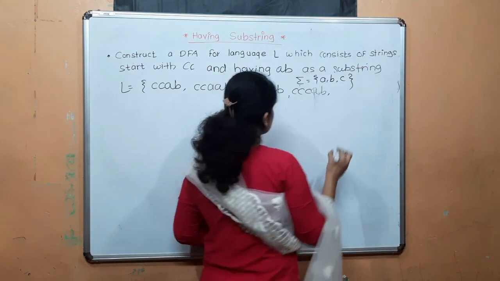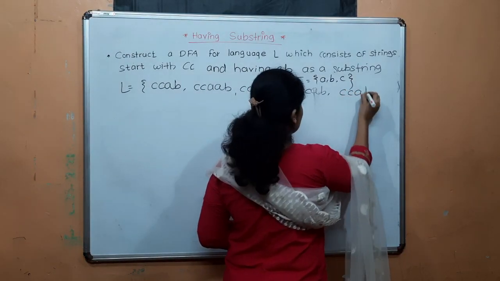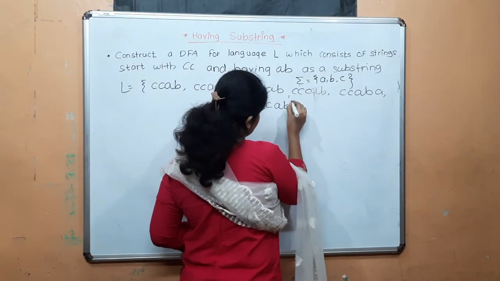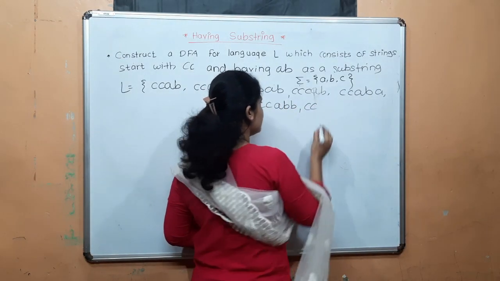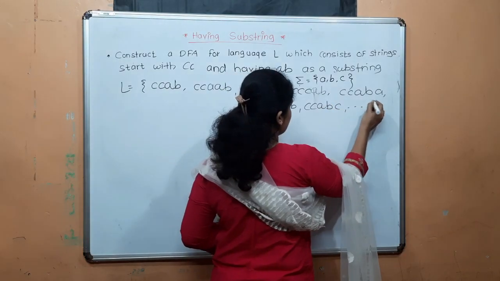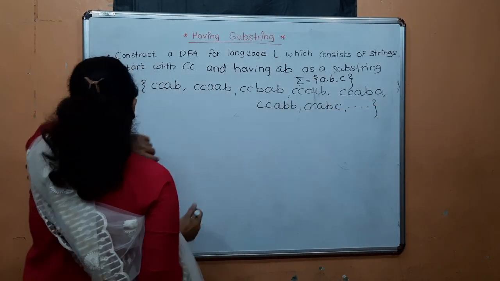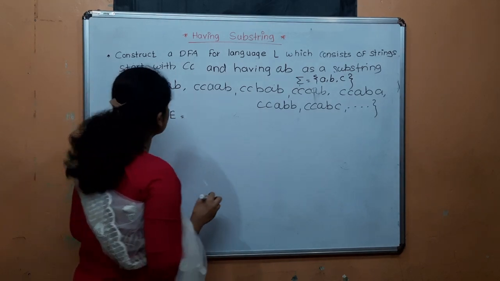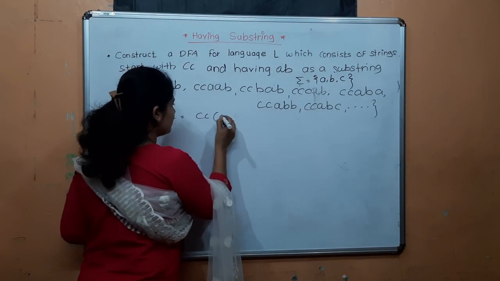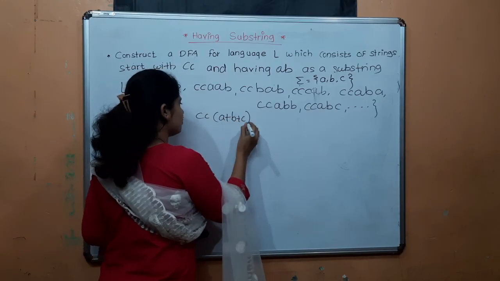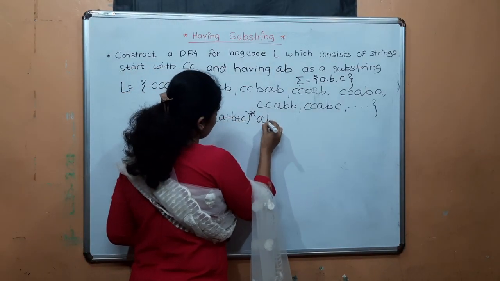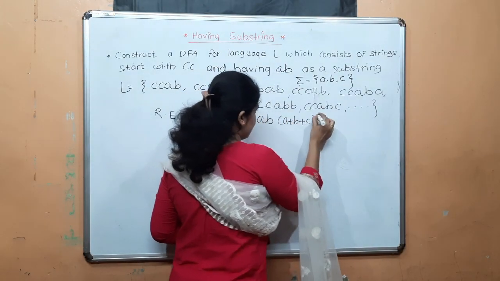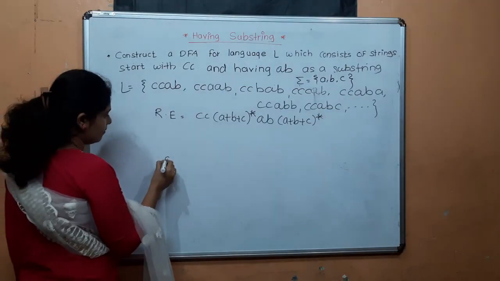Okay. Then starts with CC, having AB, ends with A. Starts with CC, having AB, ends with B. Starts with CC, having AB, ends with C, and so on. Okay. Now, see the regular expression. Starts with CC. After that, any number of A's, B's and C's will occur. Then having AB. After that, it ends with either A or B or C. Okay, see the transition diagram.